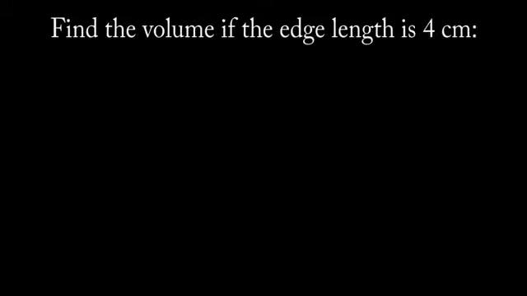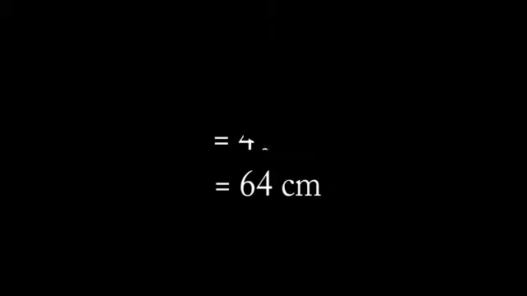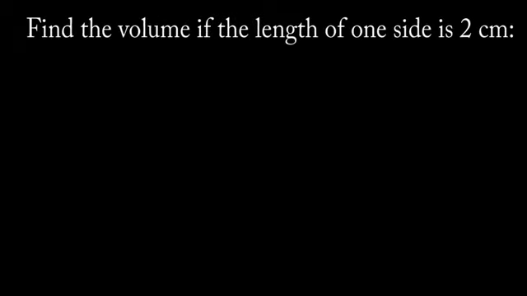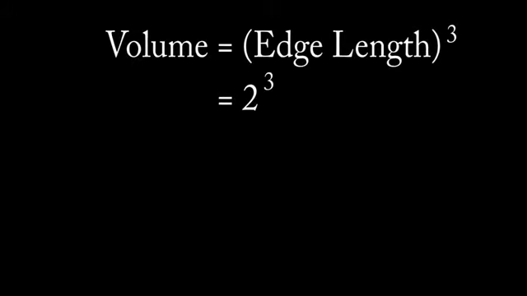To find the volume of a cube, the formula is volume equals edge length cubed. Example: find the volume if the edge length is 4 centimeters. Let's substitute into the formula: 4 cubed, 4 times 4 times 4, so the volume of the cube is 64 cubic centimeters. Example 2: find the volume if the length of one side is 2 centimeters. 2 cubed, so the volume of the cube is 8 cubic centimeters.